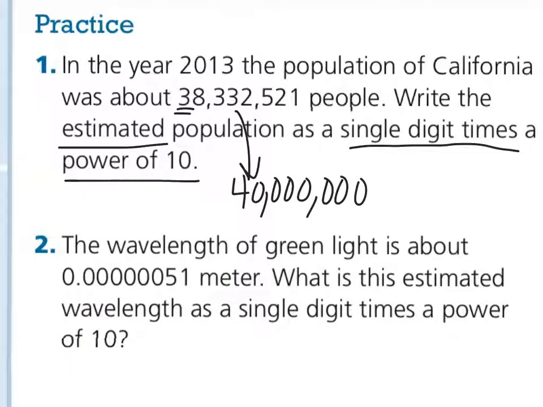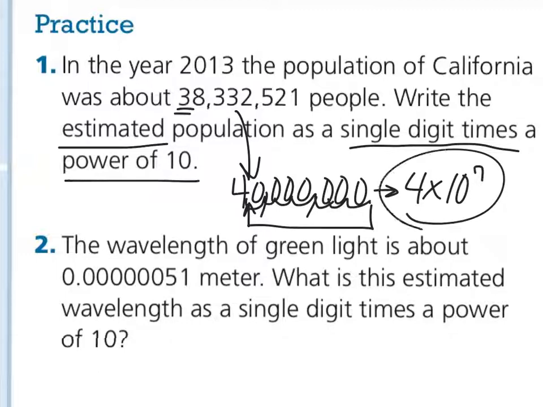And then once we've written it as 40 million, now we're going to write it in scientific notation. So to do that, we only want one number that's not 0, then the decimal. So our decimal was at the end here. We want it to be right after that 4. So we're going to have to move 1, 2, 3, 4, 5, 6, 7 places. So this would be 4 times 10 to the 7th power. Remember, positive exponent because it's a big number.